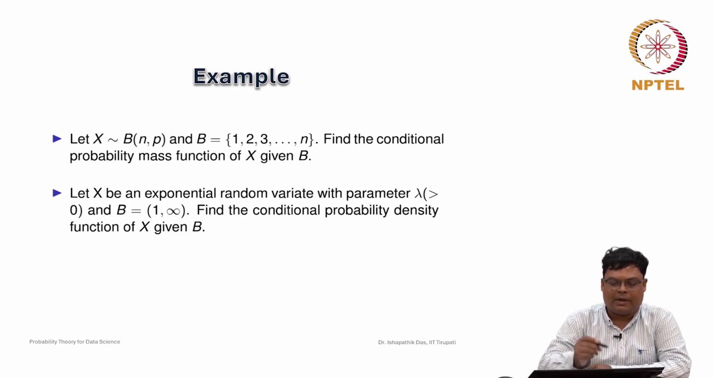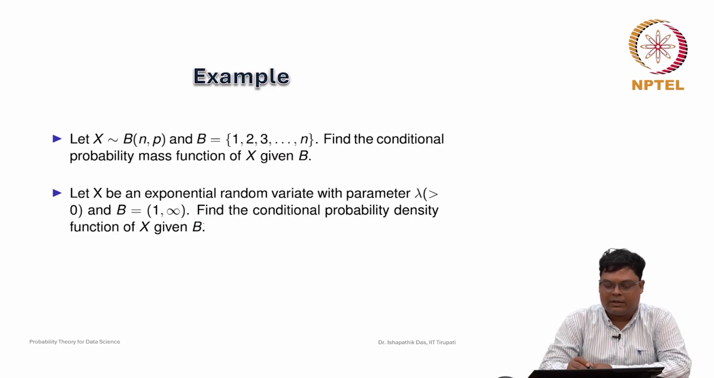So, here is one example. Let X be a random variable which has a binomial distribution with parameters n and p, and B is the event that X takes the values 1, 2, 3 up to n. Find the conditional probability mass function of X given B.